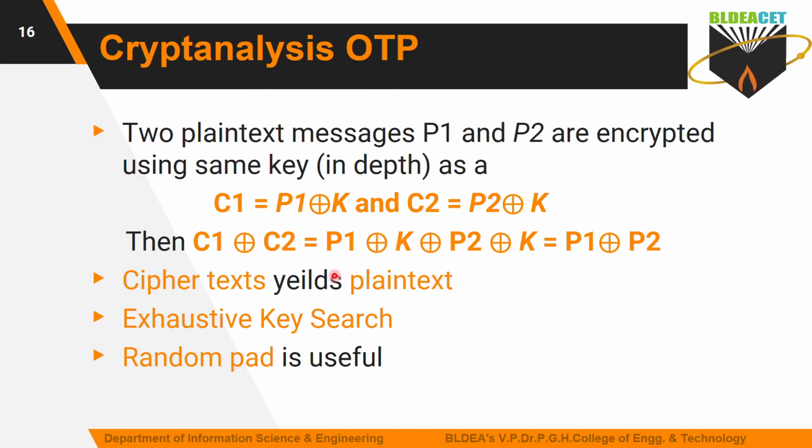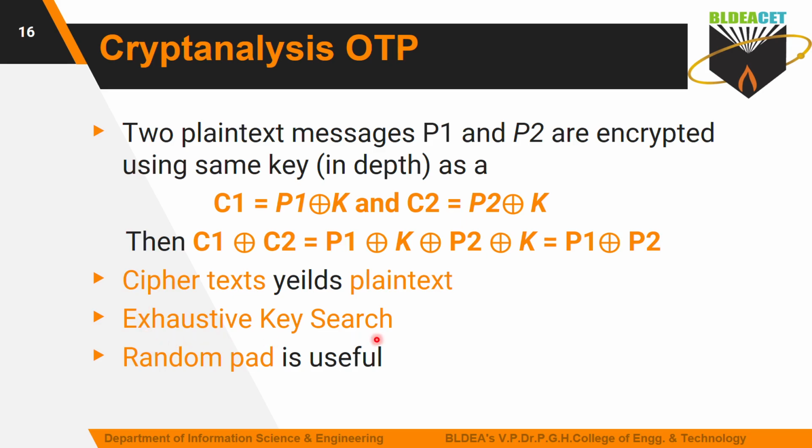In this way I can guess: if both plain texts are encrypted using the same key, then what ciphertexts will you get? Those ciphertexts, if I XOR them, then I will get the plain text back. So even if the intruders don't know the key, with the help of those plain texts they can get or guess the key here. This is one of the drawbacks in the cryptanalysis of OTP.